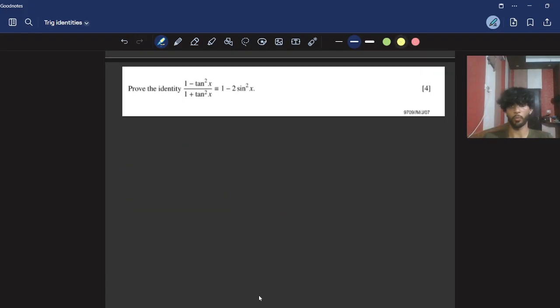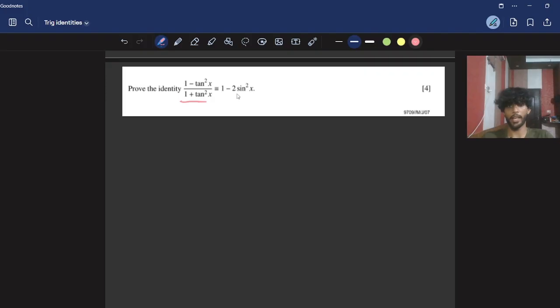We got 1 minus tan squared theta over 1 plus tan squared theta, and we need to show that that is equal to 1 minus 2 sine squared x. And see, again, you could choose if you want to start from the right-hand side, you can choose if you want to start from the left-hand side. Usually, with these questions, it's just way easier to start from the left-hand side and turn it into the right-hand side. So, that's what I'm going to recommend.